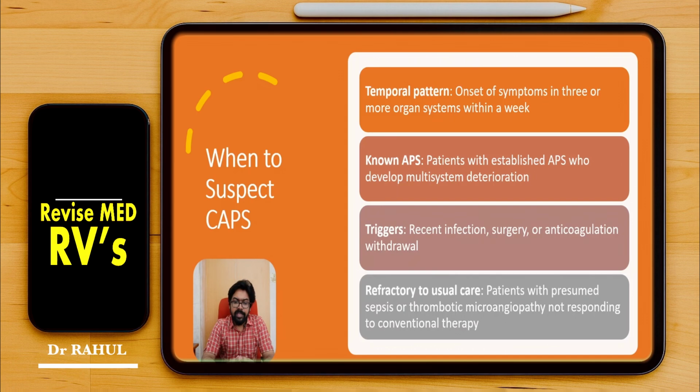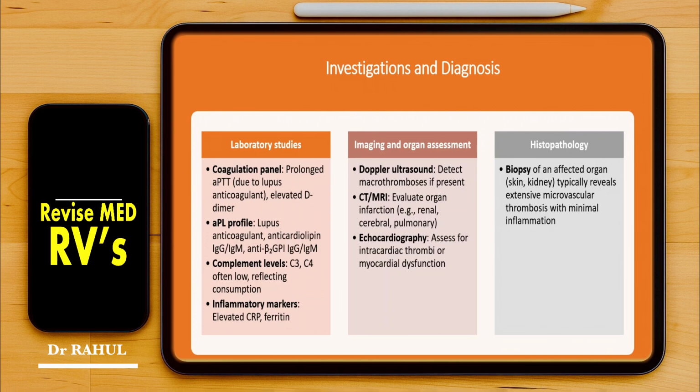And those who are having refractory cases, such as a patient with presumed sepsis or DIC or a thrombotic microangiopathy which is not responding to conventional therapy in an ICU, we should have CAPS in our differential list. So how can you proceed to investigate CAPS?